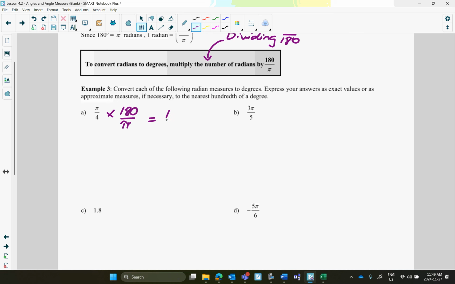And this is going to give me 180 pi over 4 pi. Well, the pi's cancel each other out. What can I reduce 180 to 4 down to? Or can I actually divide it exactly? Yeah. And I'm going to get 45 degrees. That's an exact value. It's exactly 45 degrees.